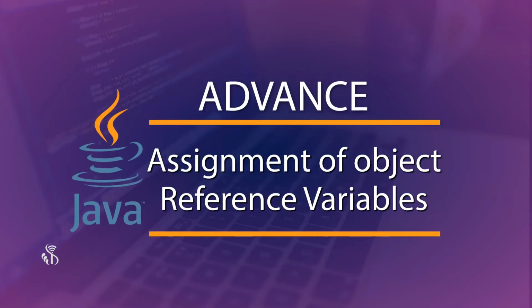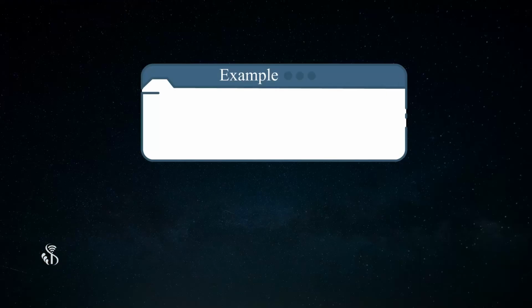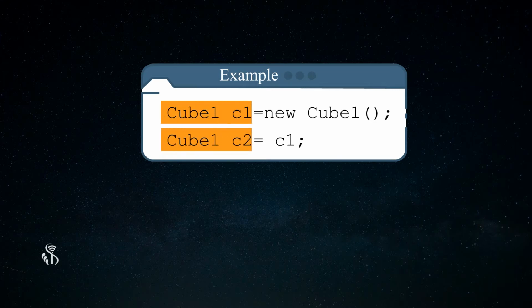Assignment of object reference variables. When you write code like this, Cube1 c1 = new Cube1(); Cube1 c2 = c1; by this, both the objects c1 and c2 of class Cube1 hold the reference to the same object.